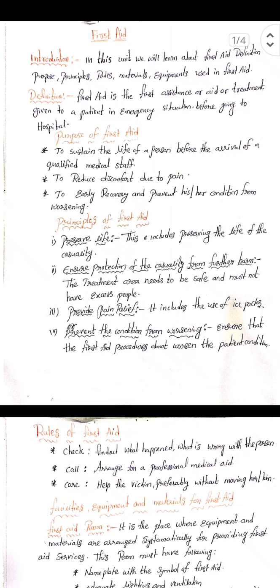Next we will see the purpose of first aid, why we have to give it, what is the use of giving first aid. Okay, first point, to sustain the life of a person before the arrival of qualified medical staff. If any accident happens, the ambulance will take some time to arrive. In that time we have to give some treatment, so by that we can save the life of a person. That is the first purpose.